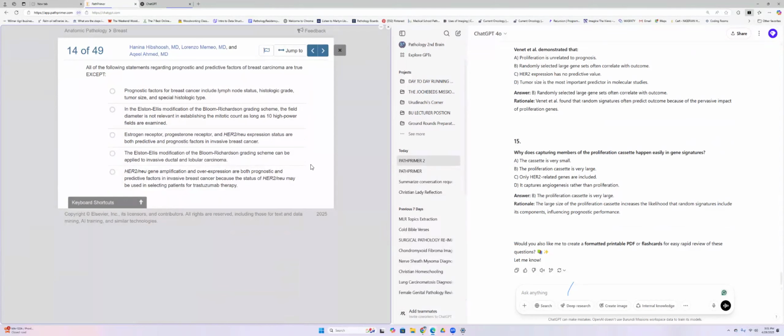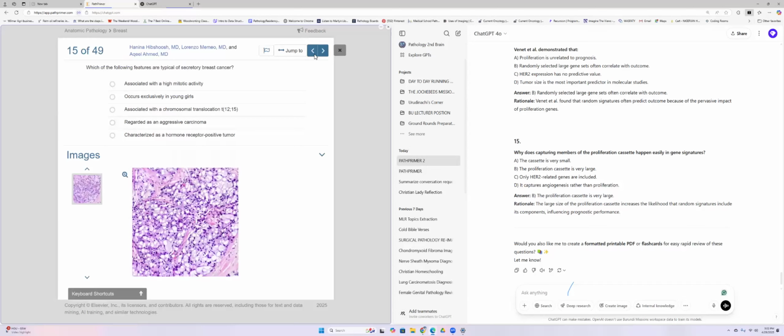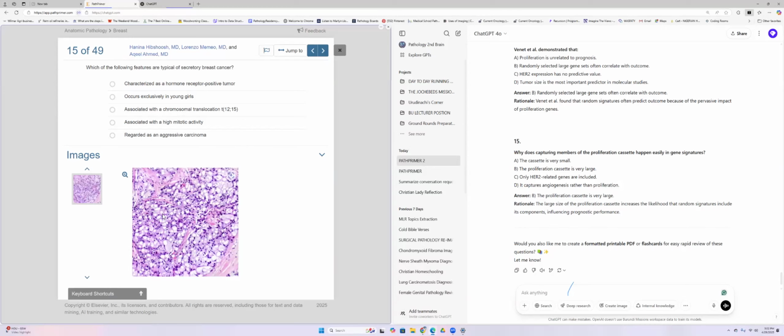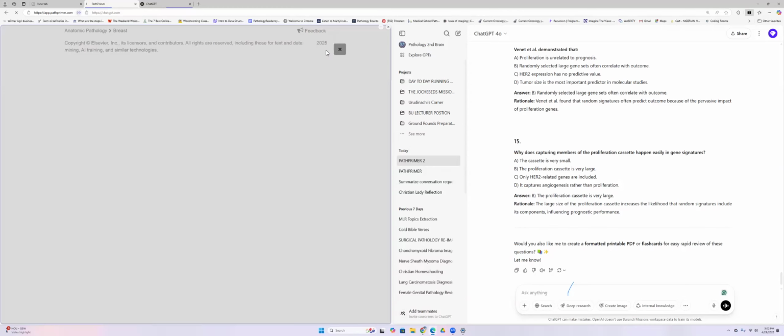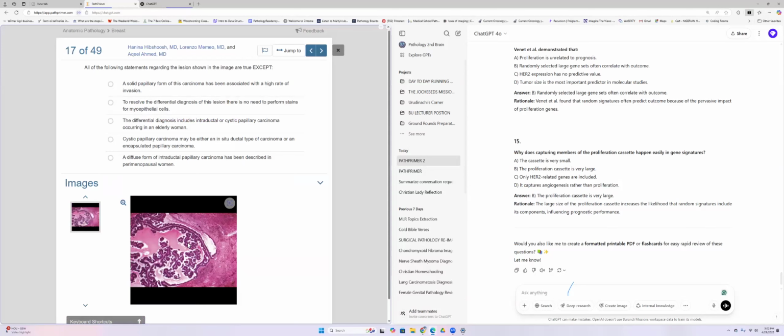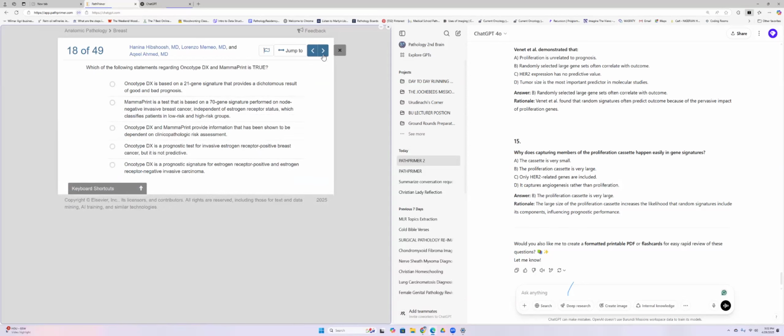Okay, so we can go on recess. Come back in 2 hours' time? Okay, no problem. We'll come back in about 2 hours, as you said. Our next questions will be the Elston-Ellis modification of the Bloom-Richardson grading scheme. What's it called? Nottingham grading. I don't even know this kind of grading, but we're going to study it. Then we're going to study secretory carcinoma that you have been mentioning so much. Then DCIS in detail. Then papilloma, papillary lesions of the breast.